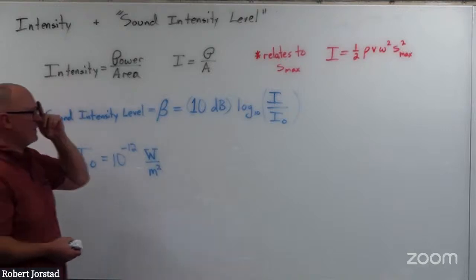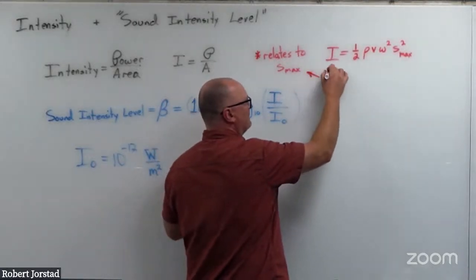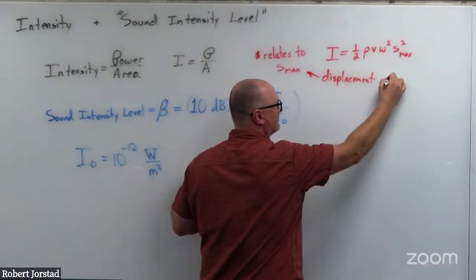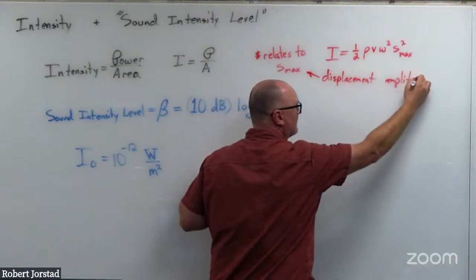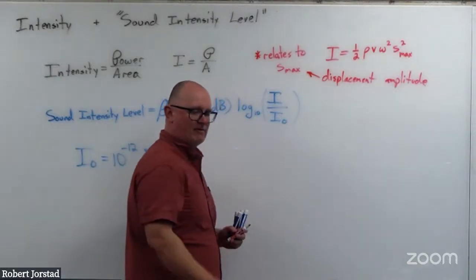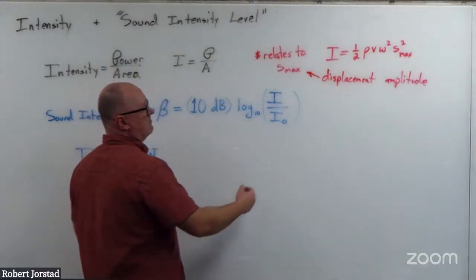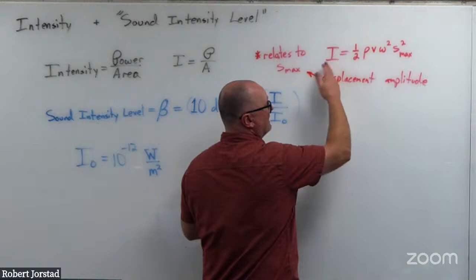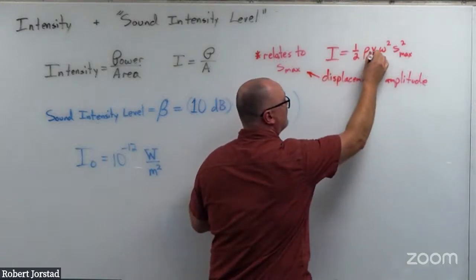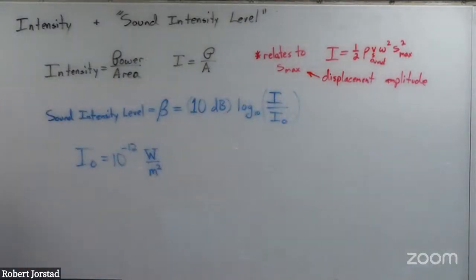Intensity also happens to relate to s max. That was the displacement amplitude. So remember, the molecules in a sound wave are wiggling back and forth, but on average, they stay in the same place. So if you know the displacement amplitude, you can figure out the intensity or vice versa. It depends on frequency, density, and speed of sound. There we go. V sound looked kind of weird there.